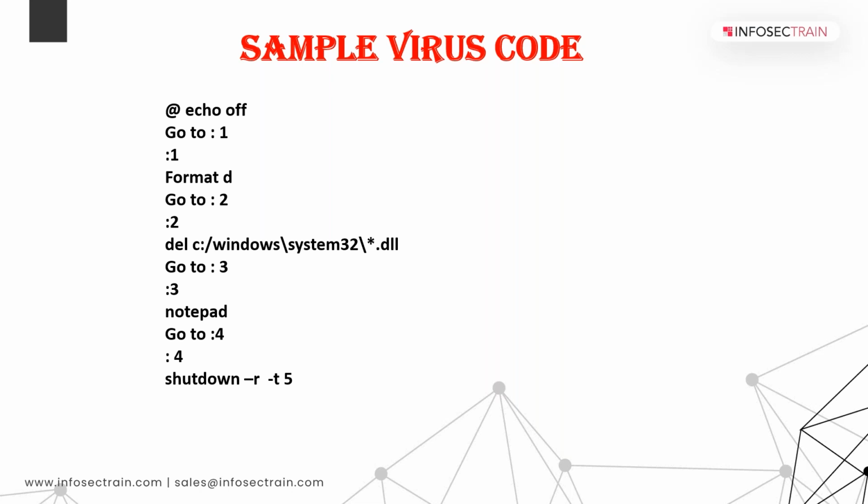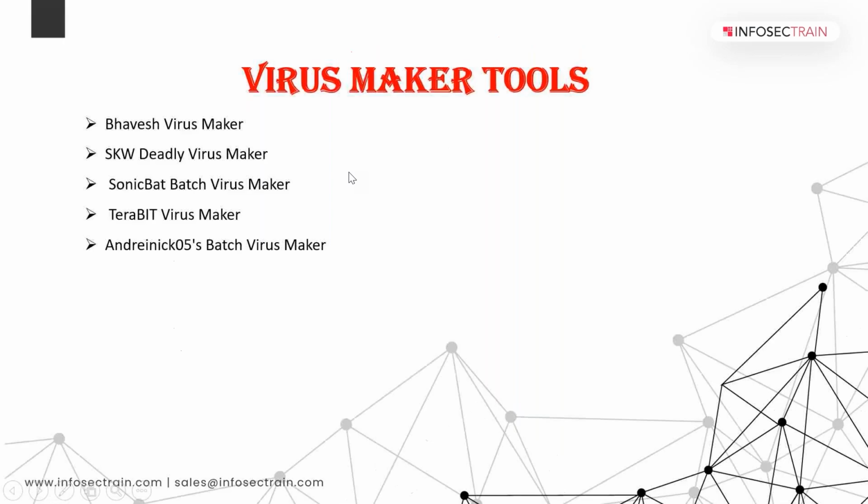So whenever you're developing malware code, it depends on your goal and your target. Based on that, you can write your batch programming or shell script. There are programs available, you can use them. And there are virus maker tools: Bavish virus maker, SKW deadly virus maker, Sonic batch virus maker, Terabit virus maker. There are many tools available on the internet. These are the few tools you can see on the screen.